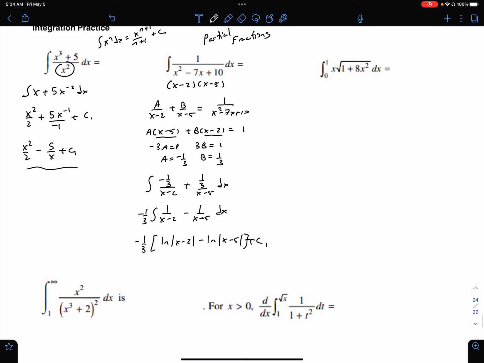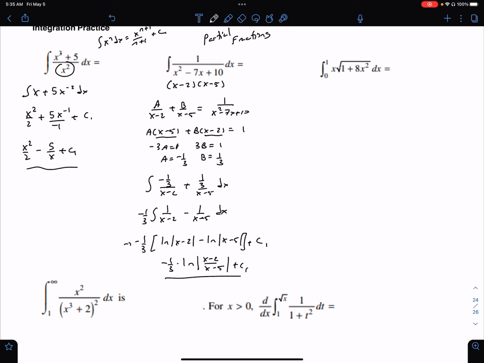And you can simplify this. You get negative 1/3 times the natural log of x minus 2 over x minus 5, plus your constant. Let me kind of clean this up, make it look a little bit nicer. There we go. There's our answer. You can leave it right here too.